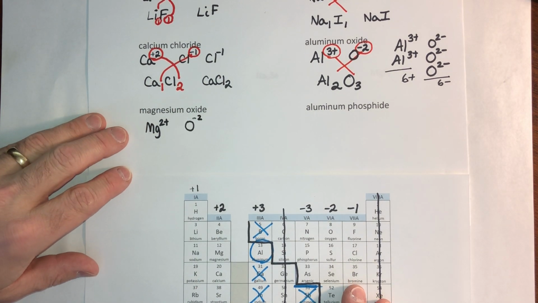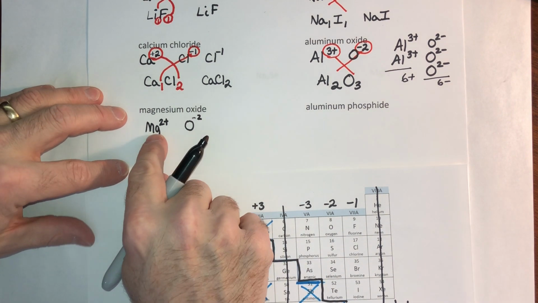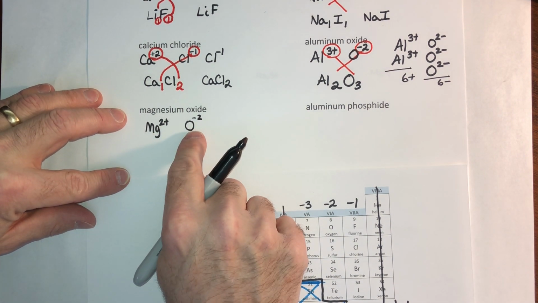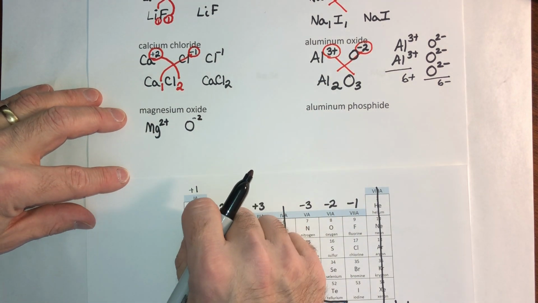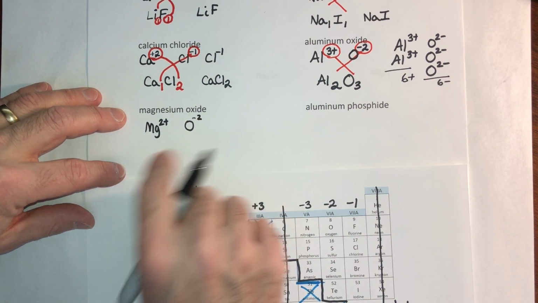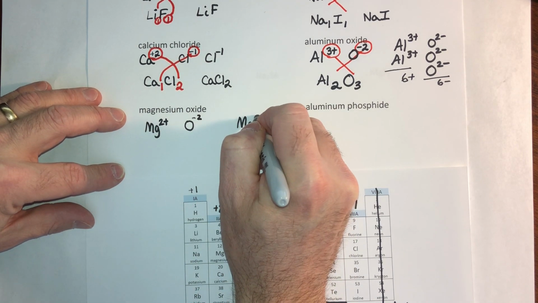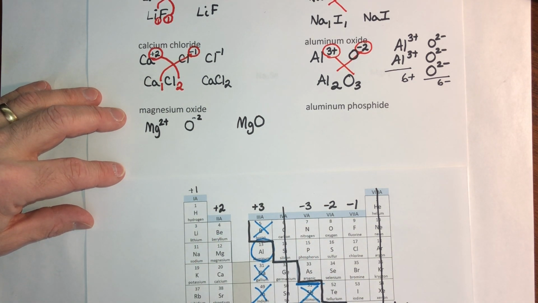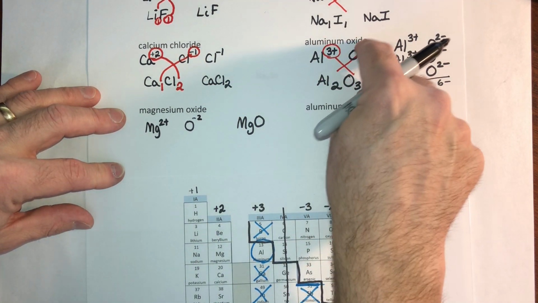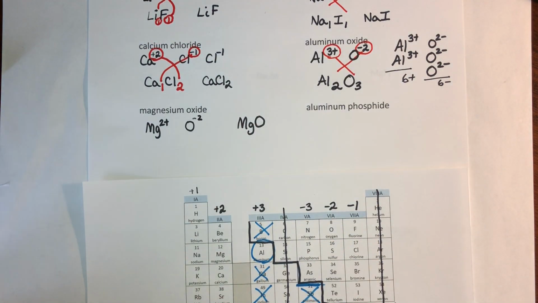Now, if I look at this based on charges, I've got 2 positives, I've got 2 minuses. That's a perfect match. They were made for each other, right? 2 positives, 2 minuses, perfect match. So all I really need is 1 magnesium and 1 oxygen, right? They match perfectly. But let's say that you really like this cross thing, right? You really like taking the charges and switching them. So let's say that we do that.